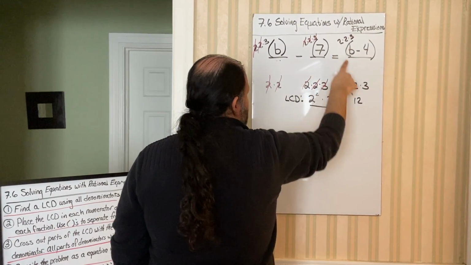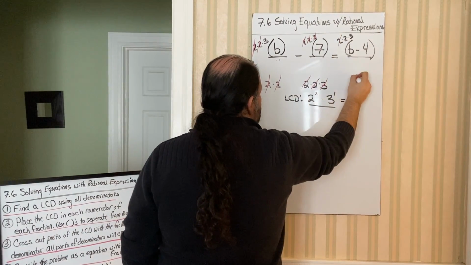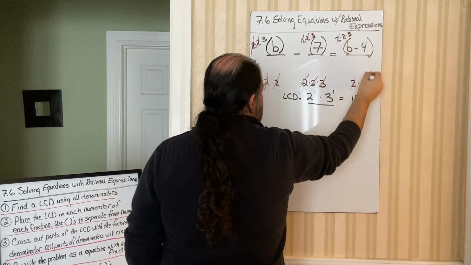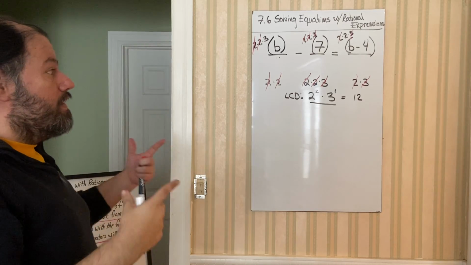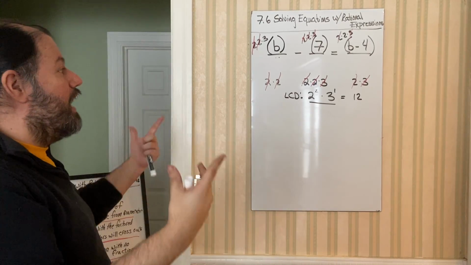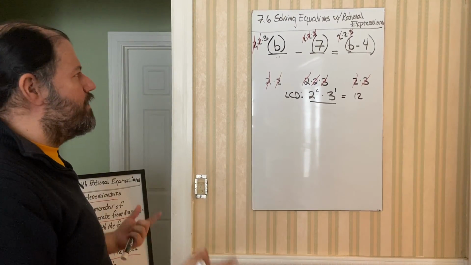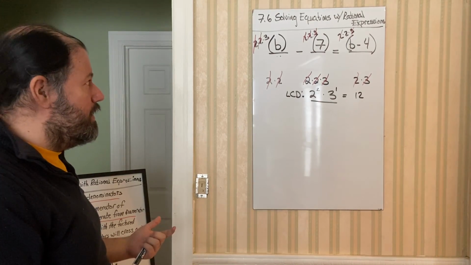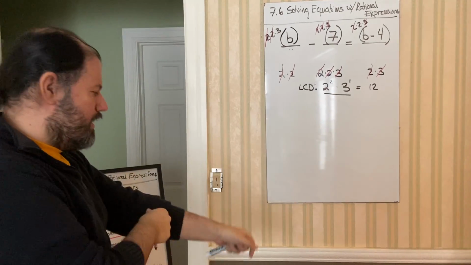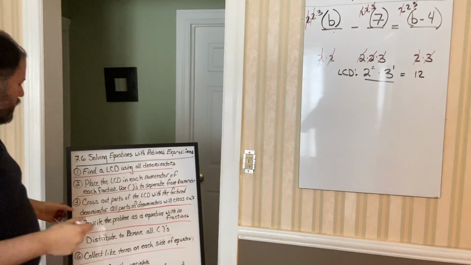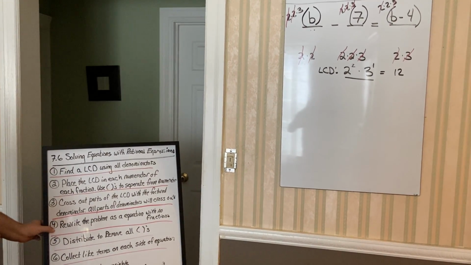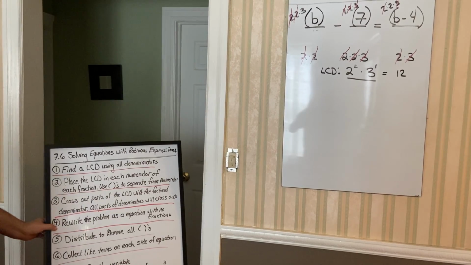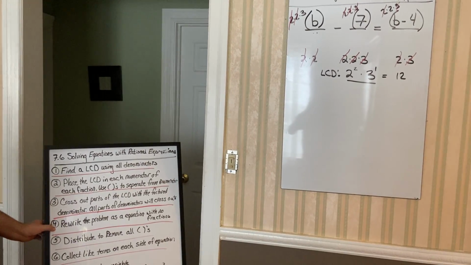Here, 2 on top was a 2 on the bottom. And a 3 on top was a 3 on the bottom. Now, notice we don't really have any denominators. We don't have any fractions that we have to worry about. It looks a little clunky though. So this is where I said, once you cross out, all parts of the denominators will cross out. Let's rewrite the problem as just a regular equation. You won't have any fractions.